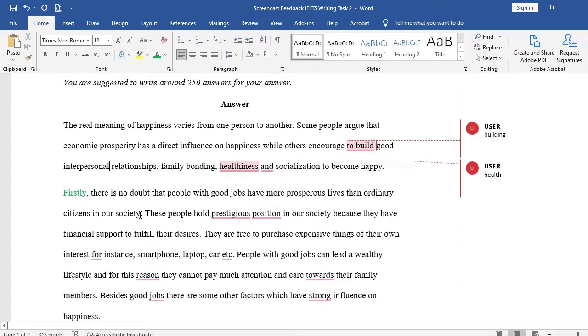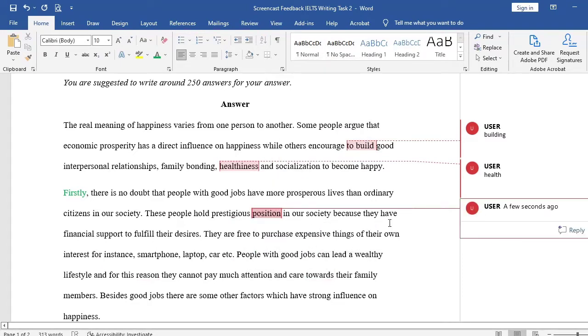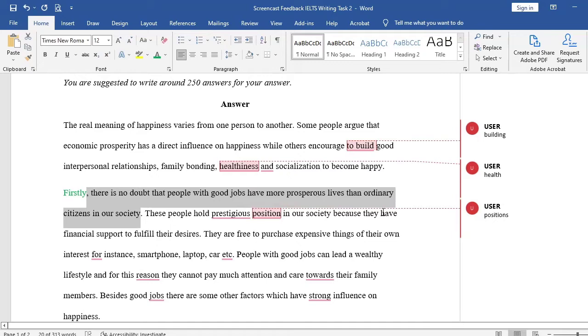All right. Firstly, there is no doubt that people with good jobs have more prosperous lives than ordinary citizens in our society. Alright, these people hold prestigious positions. So it will be positions. Let me just write a comment about that. Positions in our society, because they have financial support to fulfill their desires. Alright, so she has identified a point about a good advantage of money, of economic prosperity, and now she is explaining her point.